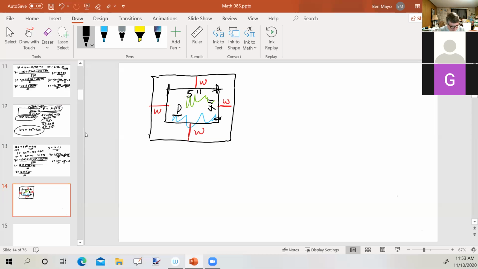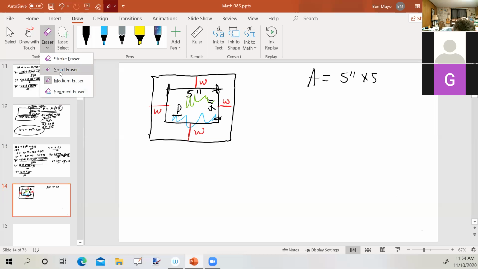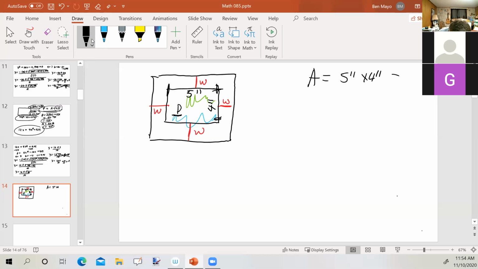Okay. Now, let me read it again. The matting around the picture has a uniform width. How wide is the matting if its area equals the area of the picture? Well, the area of the picture would be 5 inches times 4 inches, which would be 20 square inches. So that's the area of the picture.